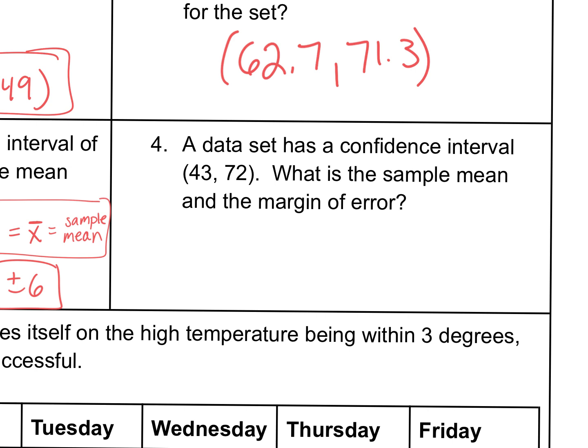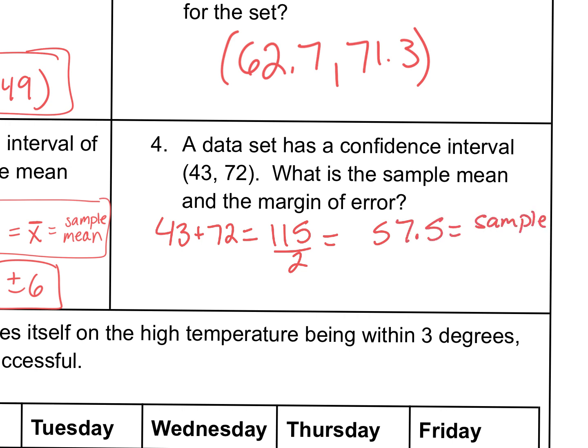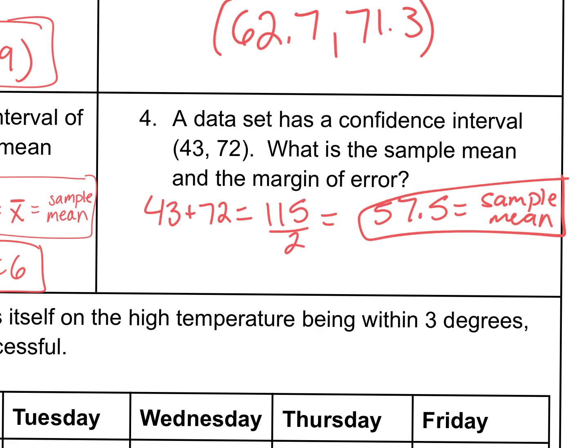sample mean and the margin of error. What do we think? What do we start with? Yeah, 43 and 72. Okay. That equals 115. Yeah, and then you divide it by 2, which is 57.5. Okay, so that is my sample mean. We'll just write it out. 57.5. And then what about the margin of error?